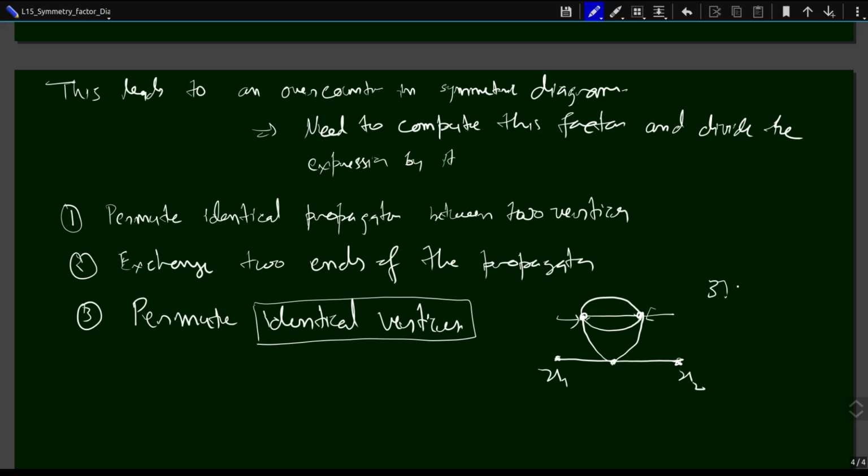Rule 2 is to exchange the two ends of the propagator. If I exchange the two ends of this propagator, it's not the same propagator.